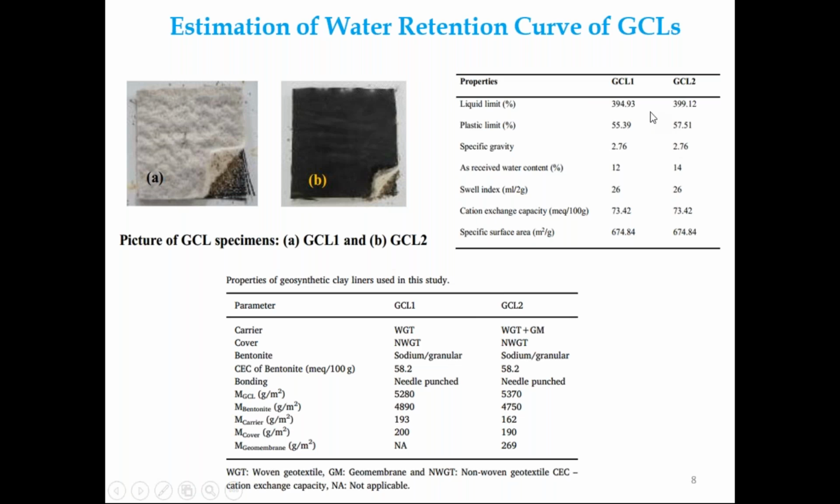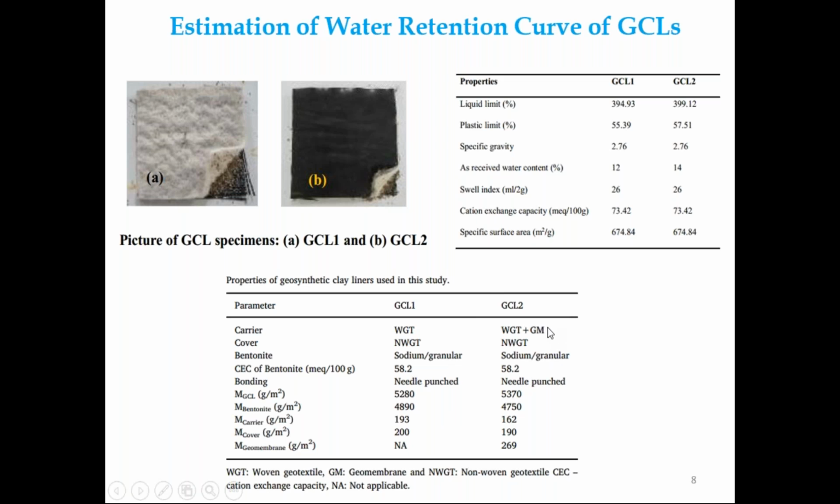This table shows the basic properties of the bentonite core of both GCLs, like liquid limit, plastic limit, and specific gravity. The water content of the bentonite component of GCL1 is 12%, while for GCL2 it is 14%, and the swell index is 26 ml per 2 gram for both the GCLs.